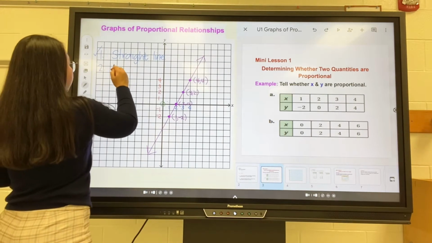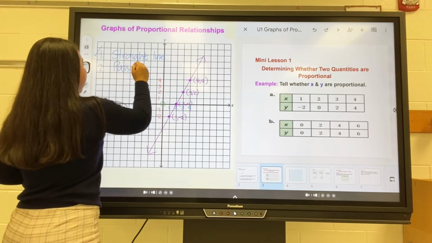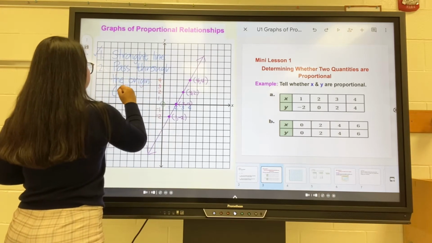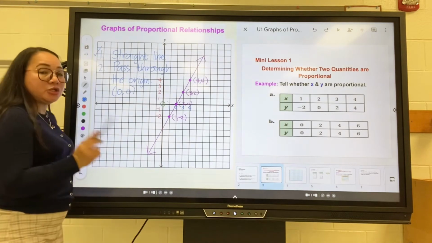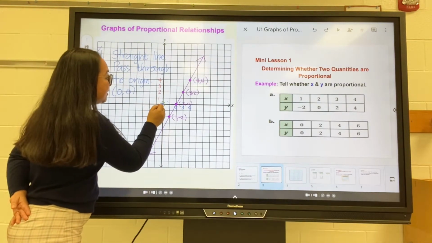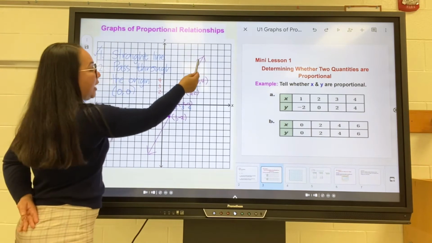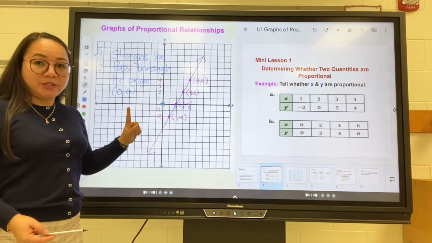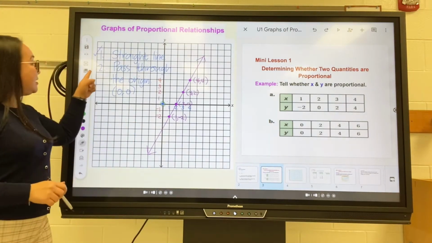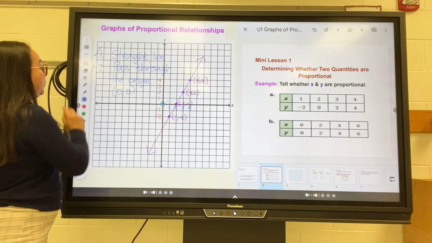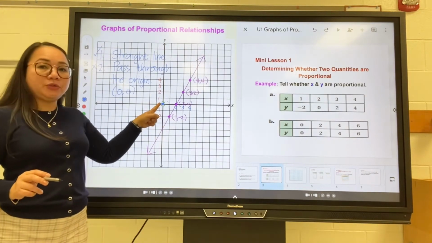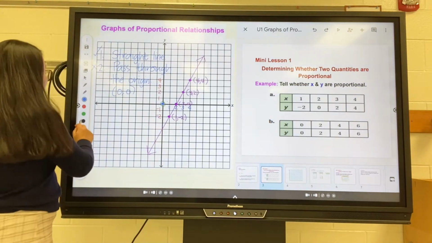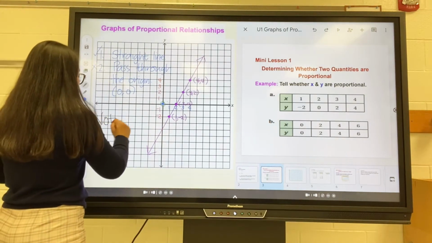Number 2, the line should pass through the origin. And the origin is 0, 0. I mentioned earlier that this is the origin. Now look at the line. Does the line pass through the origin? No, it's not. That means this second point is not true because it does not pass through the origin. So since there is one here that is not true, the graph is not proportional.